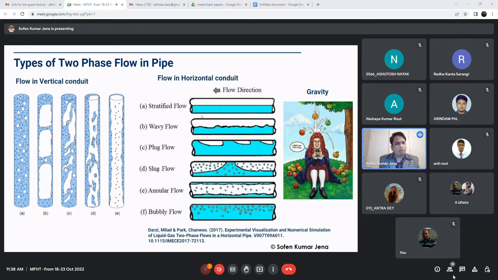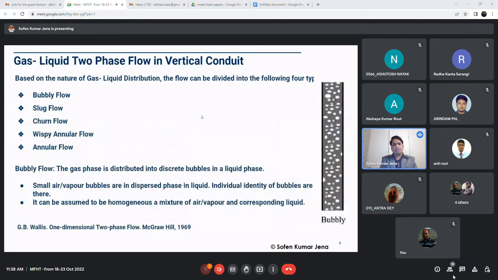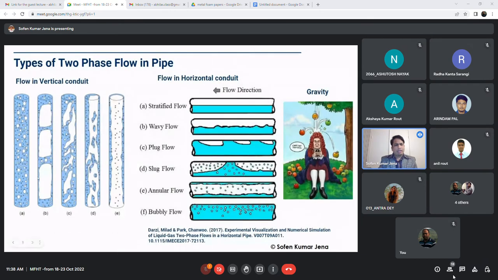Today's lecture will mostly focus on the flow in a vertical channel. The flow regimes in the vertical conduit are mainly divided into bubbly flow, then slug flow, then churn flow, then wispy annular flow and annular flow. Similarly, in horizontal alignment, they are mostly bubbly flow, then plug flow, then slug flow, then wavy flow, stratified flow and annular flow.